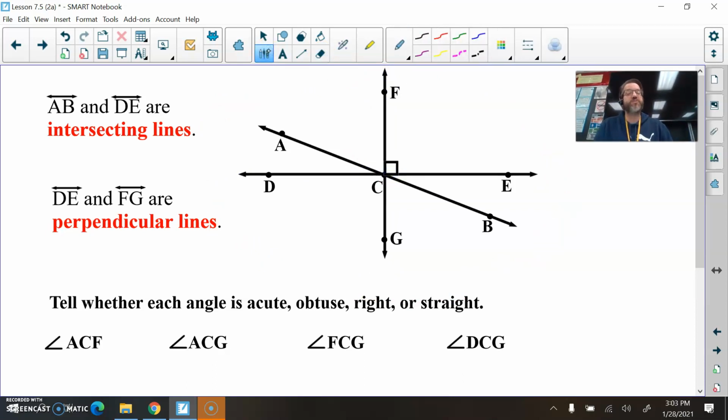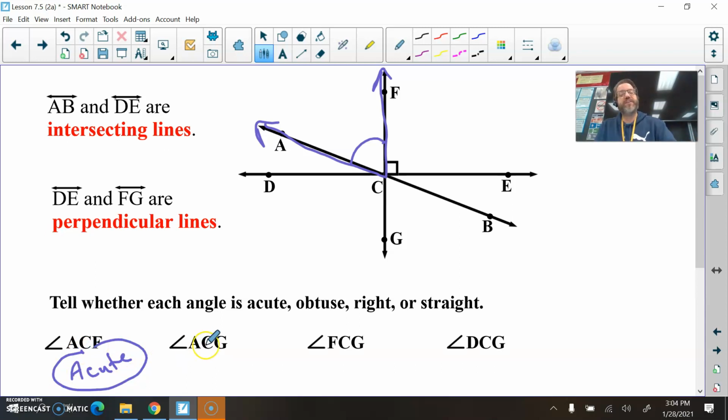Acute, obtuse, right, or straight. Angle ACF. To find that angle, I know C is the vertex. Let's just go to the picture and trace it. Angle ACF. All right, I just traced it, and it ends up being this angle right here. What kind of angle is that? Is it acute, obtuse, right, or straight? Well, it looks like it's less than 90 degrees, so that would be acute. That's an acute angle.